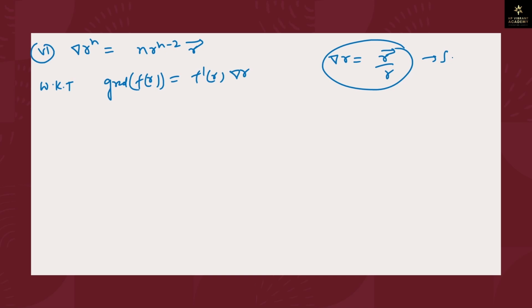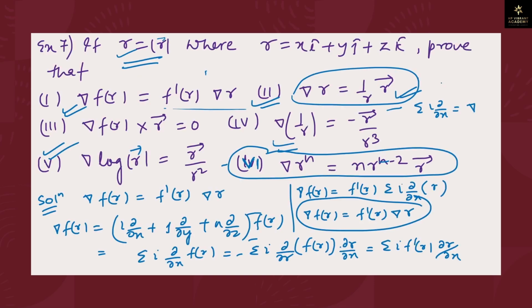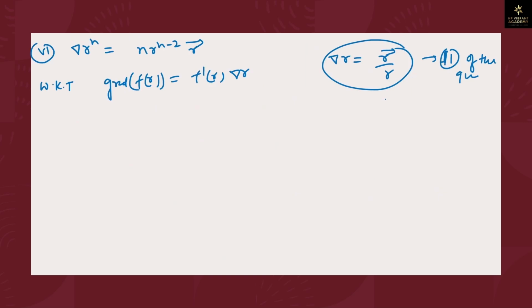Okay, so this is from the second part of this question. Part 2 of this question. This is del of r is r vector upon r. Let us apply this. So let f of r is equal to r to the power n. So del of f r is equal to f dash r into del of r. Understood? This is not dot product.